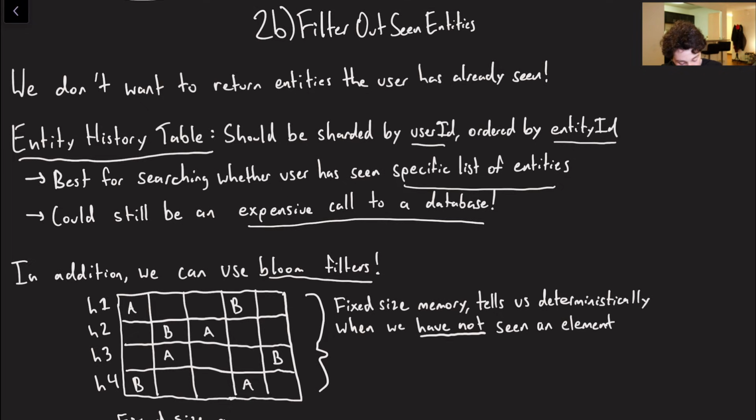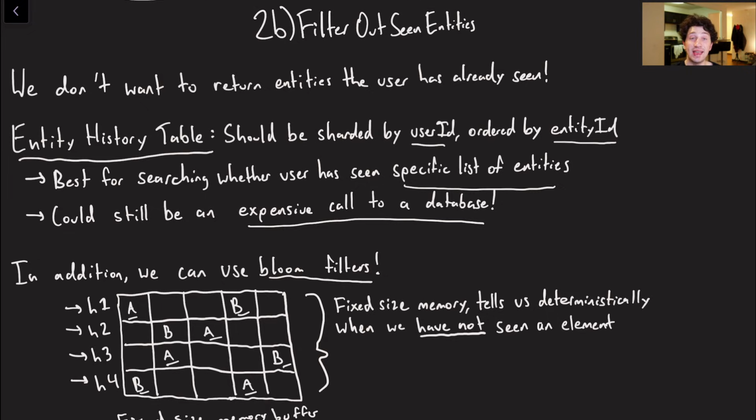Bloom filters are a fixed size memory buffer that are comprised of multiple different hash functions. So you can see I've got 4 different hash functions. So let's say entity A comes in, right? And I run A through all 4 of those hash functions and it lands A in these 4 buckets. Let's say entity B comes in and B lands in these 4 buckets.